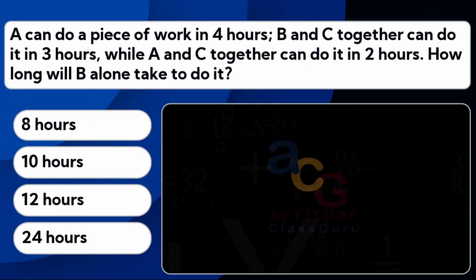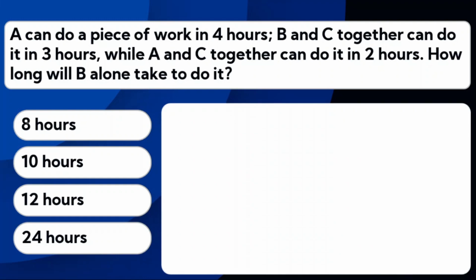Just look at the next problem. A can do a piece of work in 4 hours, and B and C together can do the work in 3 hours, while A and C together can do it in 2 hours. How long will B alone take to do it? Just look at this type of problems, all are equation oriented. Simply create your equation and try to solve within 1 minute. It will definitely help you in the examination very well.